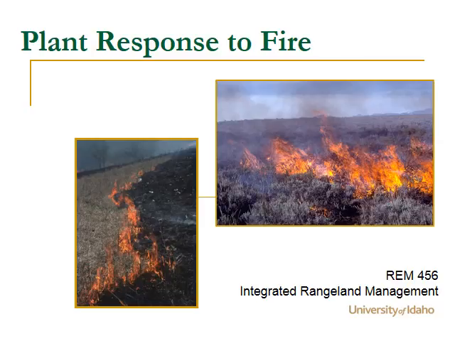In this integrated rangeland management class, we keep coming back to this idea that grazing and fire are two really important factors that change plant communities. In a related lecture, we talked about plant response to grazing, and now we're going to talk a little bit about plant response to fire and how grazing and fire differ.